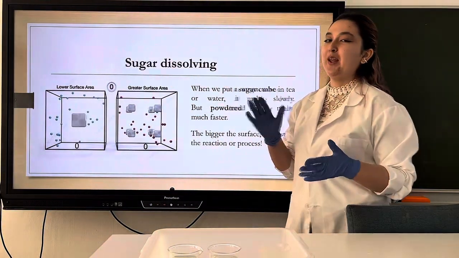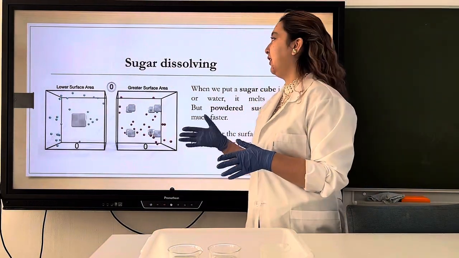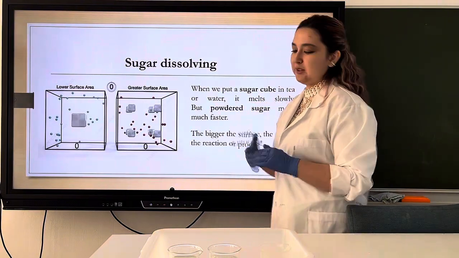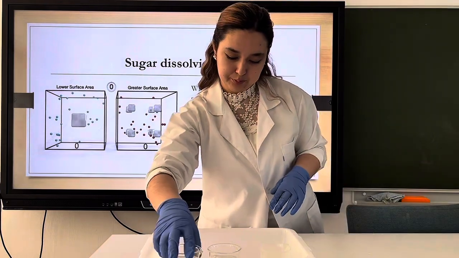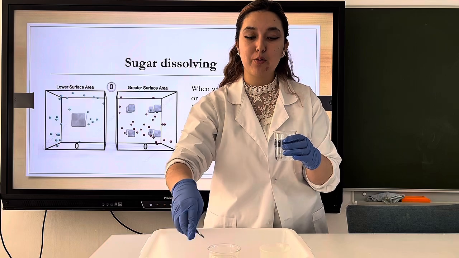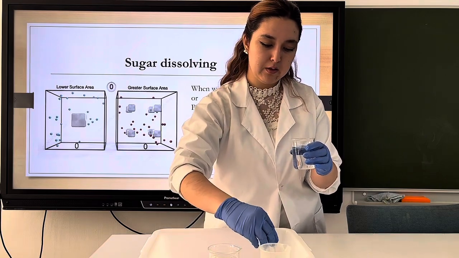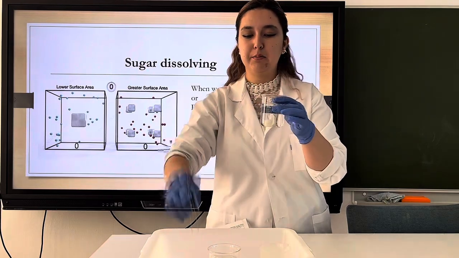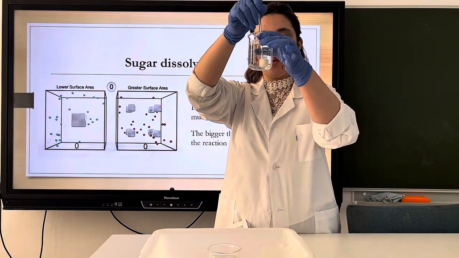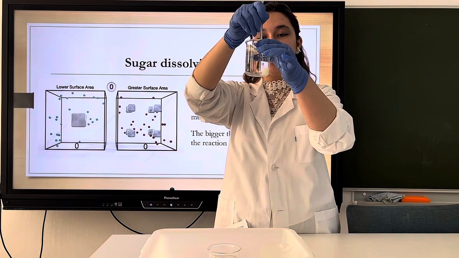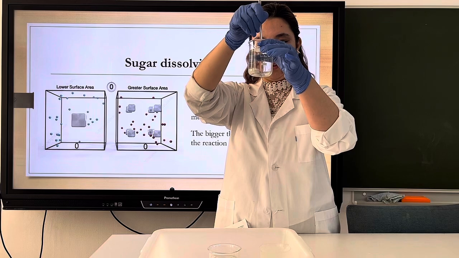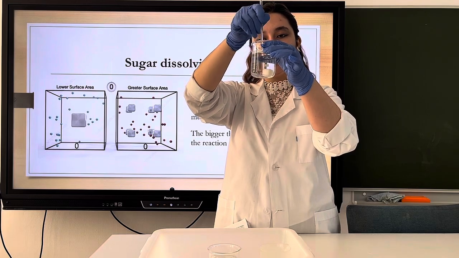Sugar dissolving. We can see surface chemistry even in our kitchen. When we put a sugar cube in tea or water, it dissolves very slowly. Here we can see it dissolves very slowly.